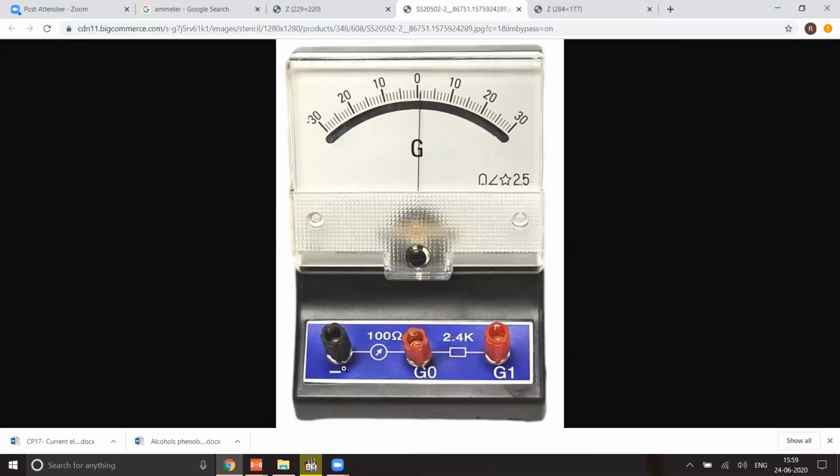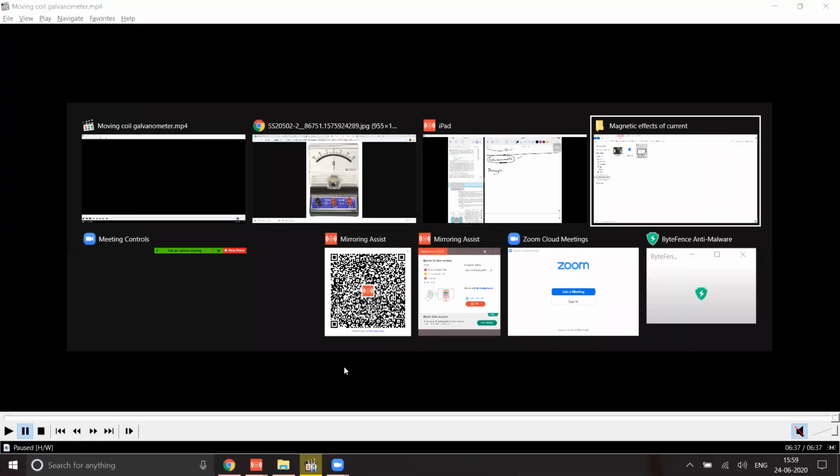Is there a magnet inside the galvanometer? You will have a magnet inside. What does that magnet do? It deflects when there is an external magnetic field. A magnet will not deflect on its own. You're almost there. So I'll tell you what exactly is present.